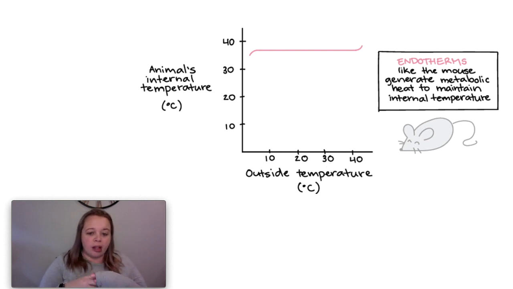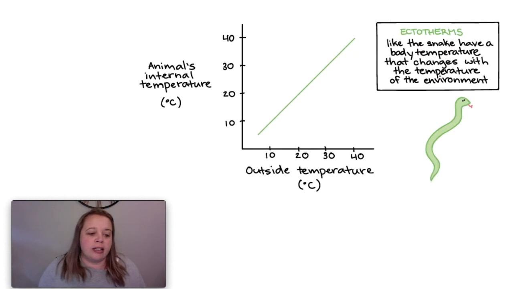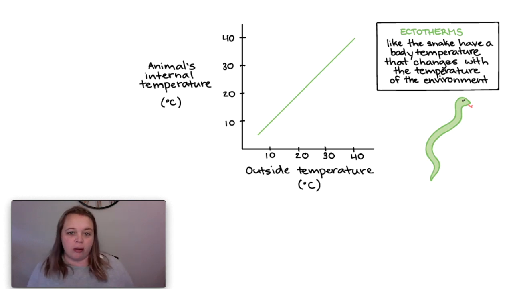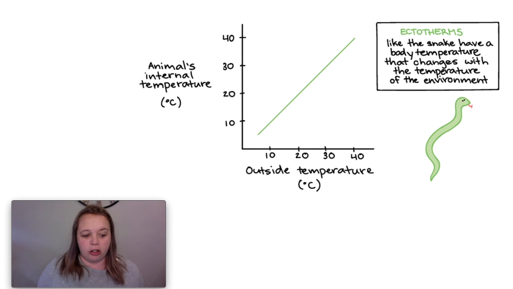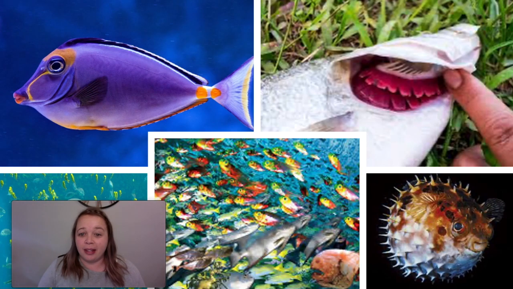So that's pretty cool that we have our own regulated body temperature, and that's called endotherm, whereas snakes and some other creatures that we're going to be looking at are ectotherms, which means they regulate their body temperature using the environment. So let's jump in to the first of our five vertebrate groups. Can you guess what it is?